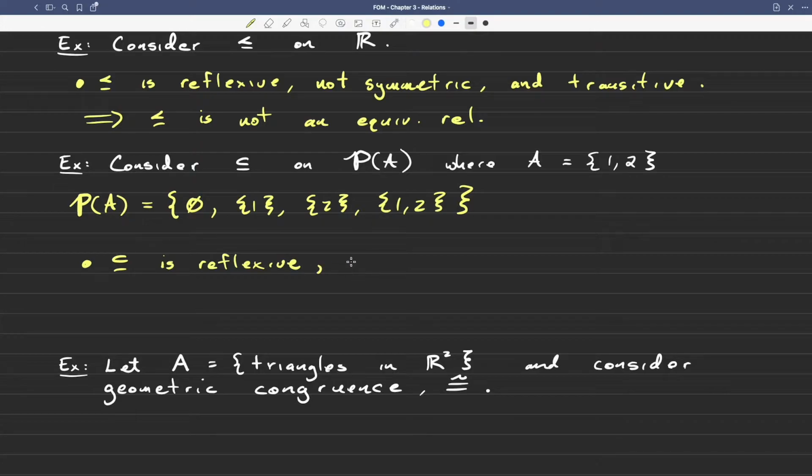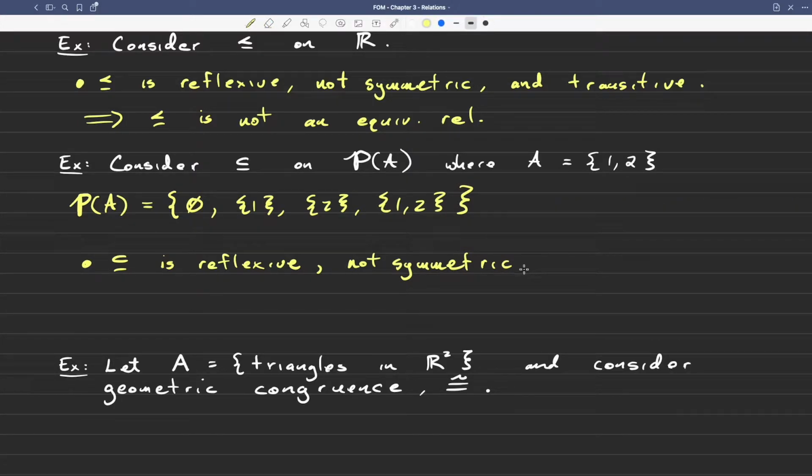Is it symmetric? If one set's contained in the other, is the reverse also true? Well, no. It's not symmetric because, for example, the singleton 1, well, we can do it with the empty set. The empty set is contained in 1, but the singleton 1 is not contained in the empty set because the empty set doesn't have any elements. So it's definitely not symmetric.